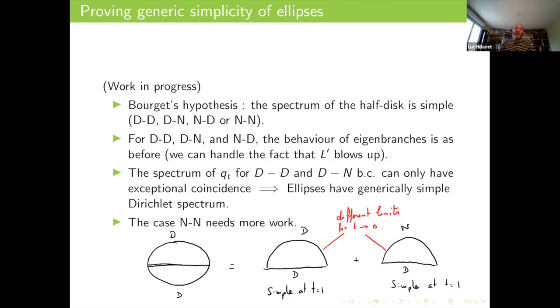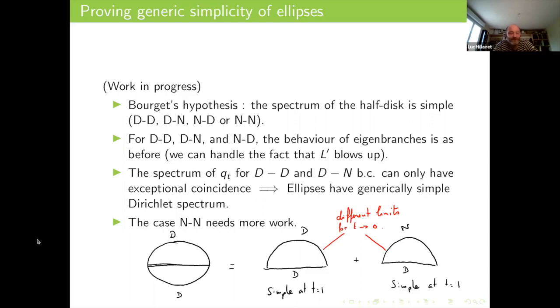This is some work in progress with Chris, where we prove that the generic ellipse is also simple. It's actually a bit simpler, because we have Bourget's hypothesis, which tells us that the spectrum of the half disk is simple. It's a strange statement. The first thing you see is that, although the disk is the most symmetric object you can think of, the spectrum is only of multiplicity 2.